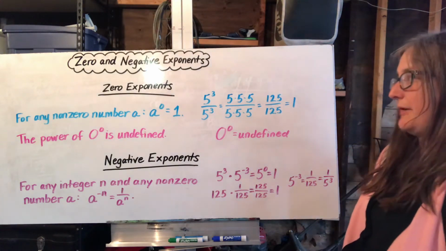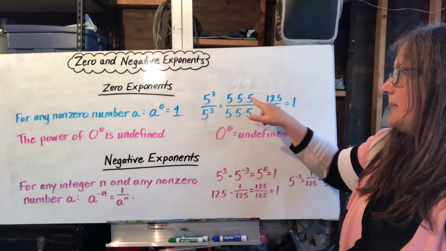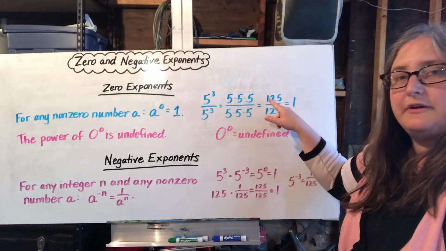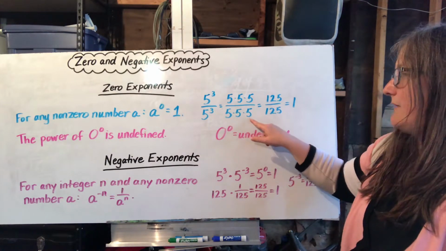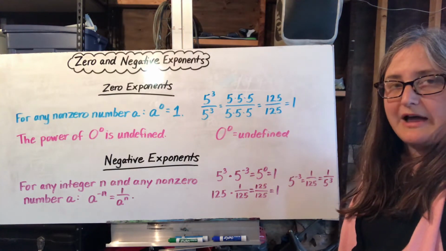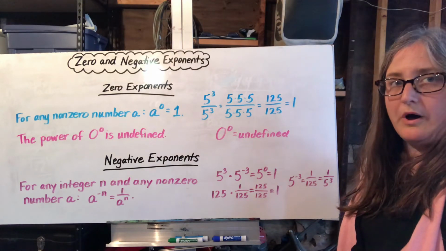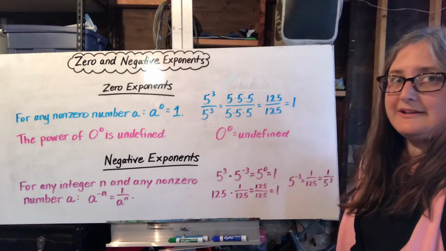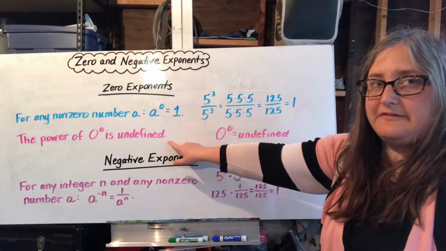But another way to think about this is 5 to the third power is 5 times 5 times 5, or 125. And down here, 5 to the third power is also 5 times 5 times 5, or 125. And 125 divided by 125 is 1. Anything to the 0 power will equal 1, with one exception. 0 to the 0 power is undefined.